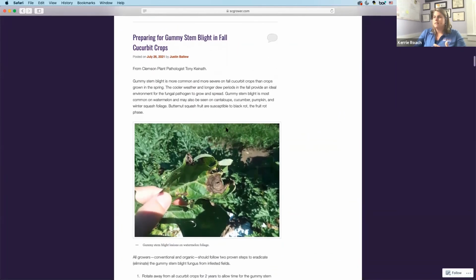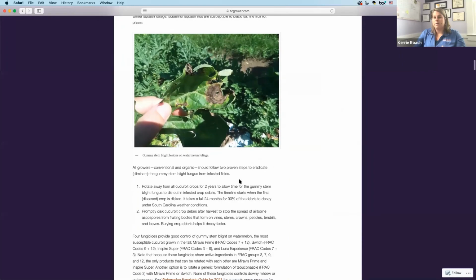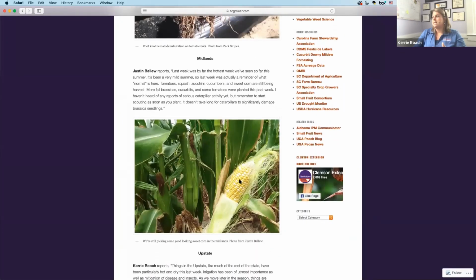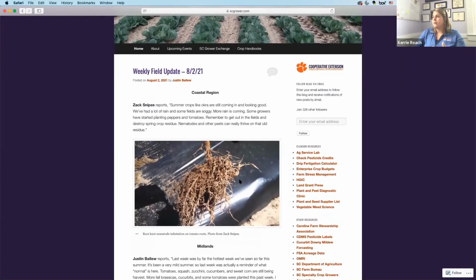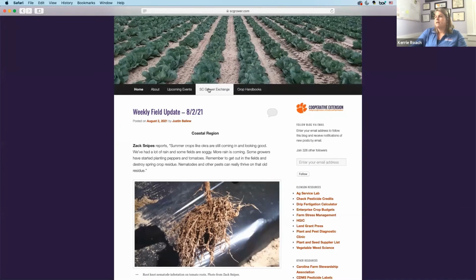So for instance, our plant pathologist, Tony Kyneth, put out some information about gummy stem blight. And so that's an important thing, so we made an extra post for it. But again, there's going to be photos, information on how to deal with it. And it's what's going on throughout the whole state. You can search the page by keyword. You can add and follow us so that you get an update when things are happening.